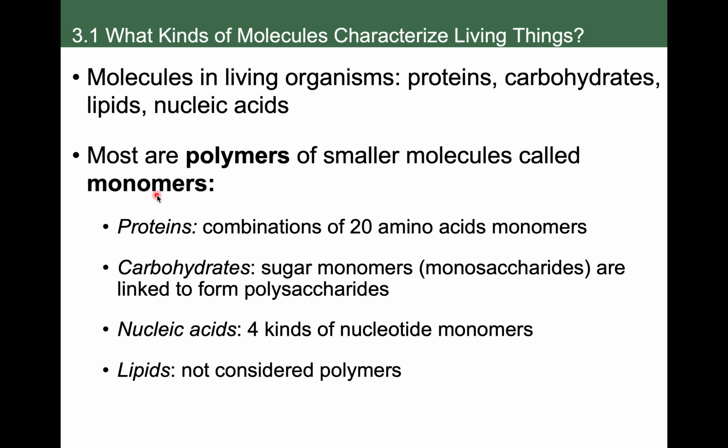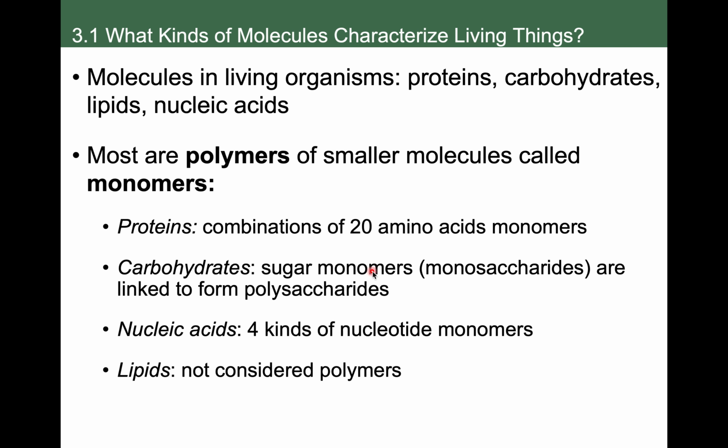So you will take these monomers, think of these as the building blocks, and link these together to form these long chains of polymers. Now, I mentioned lipids are not polymers, but the other three categories of molecules here are. So proteins are made out of monomers called amino acids, and there's 20 different amino acids that are used to make proteins.